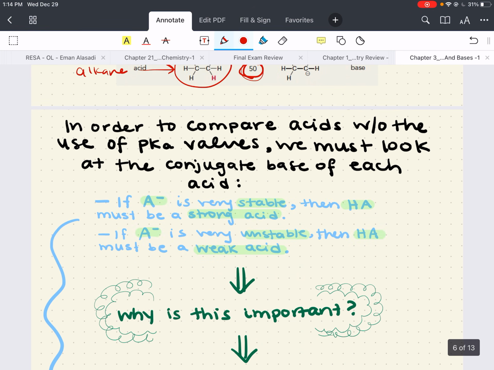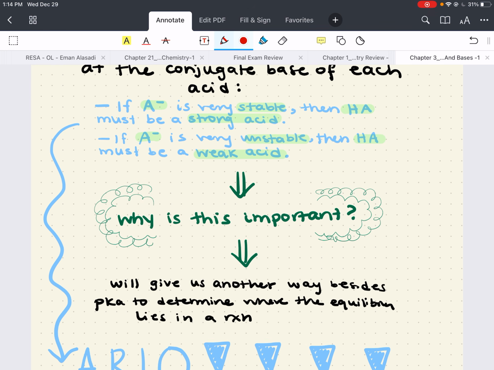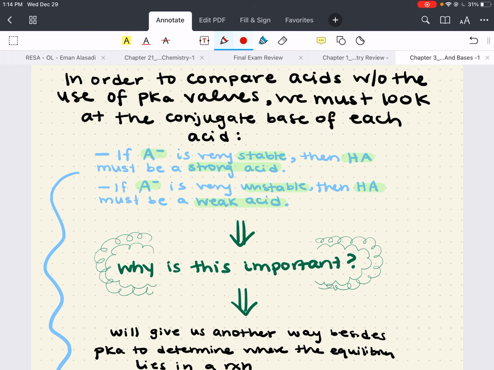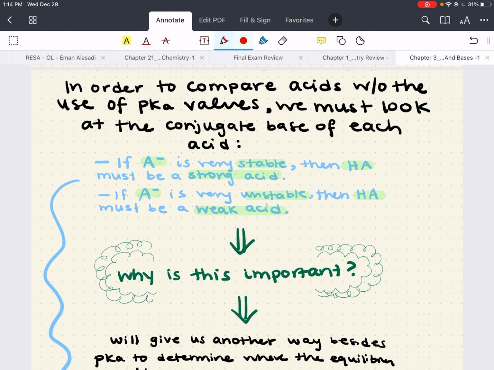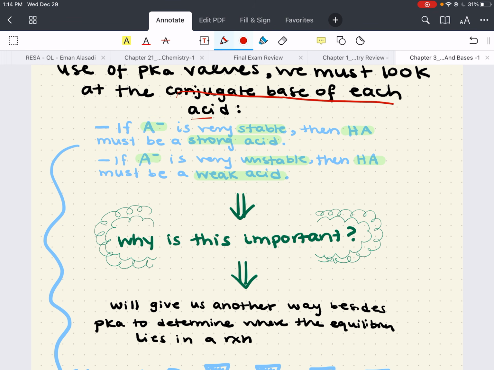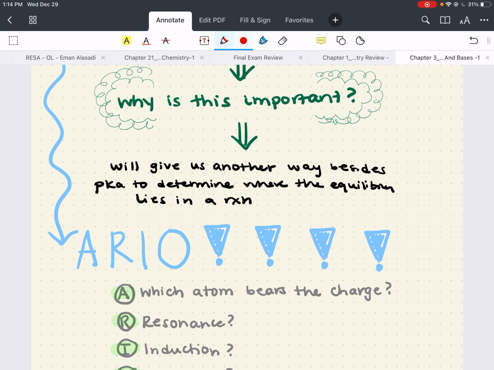Now, another way to do this, if you don't remember your pKa values, is based off of comparing the conjugate bases of the acids. And this method is called OREO. You can compare acids without use of pKa values by looking at the conjugate base of each acid. This is important. It gives you another way besides pKa to determine where the equilibrium lies in a reaction.